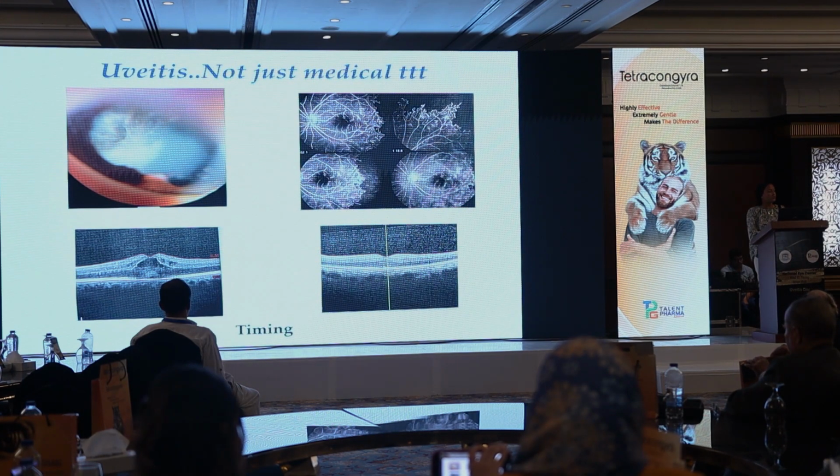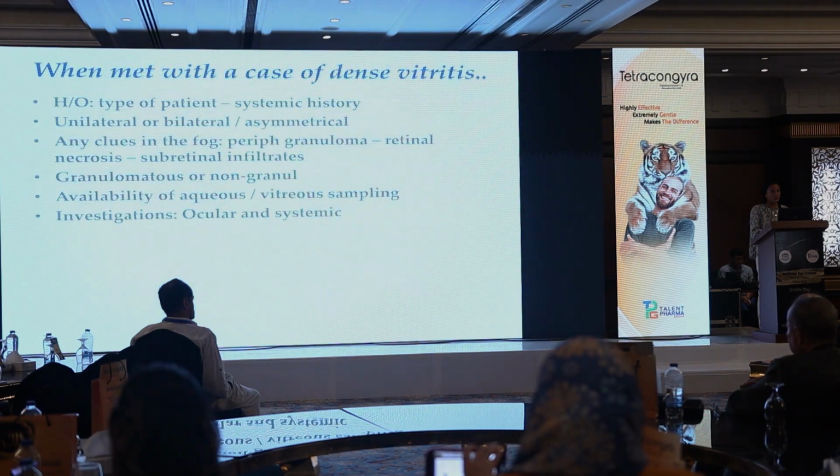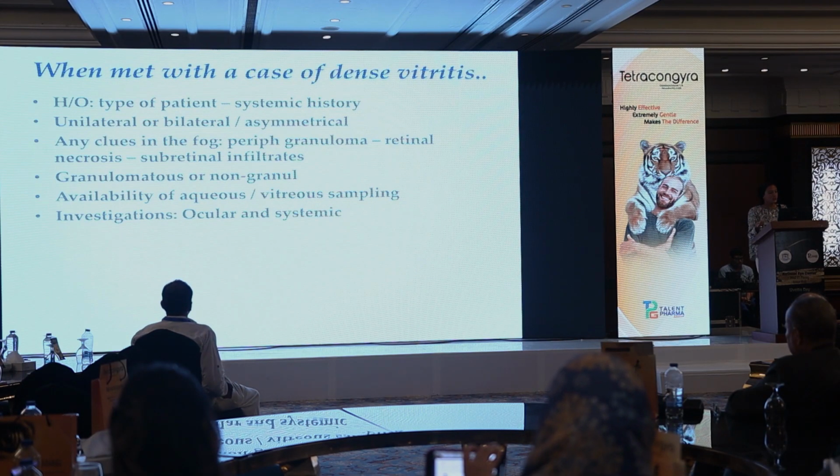And so uveitis is not just a medical treatment. The picture on the left is of a severe vitreous granuloma, and we treat this in our practice with vitrectomy. The patient on the right is a case of severe peripheral ischemia from the intermediate uveitis. So we met with a case with dense vitritis.